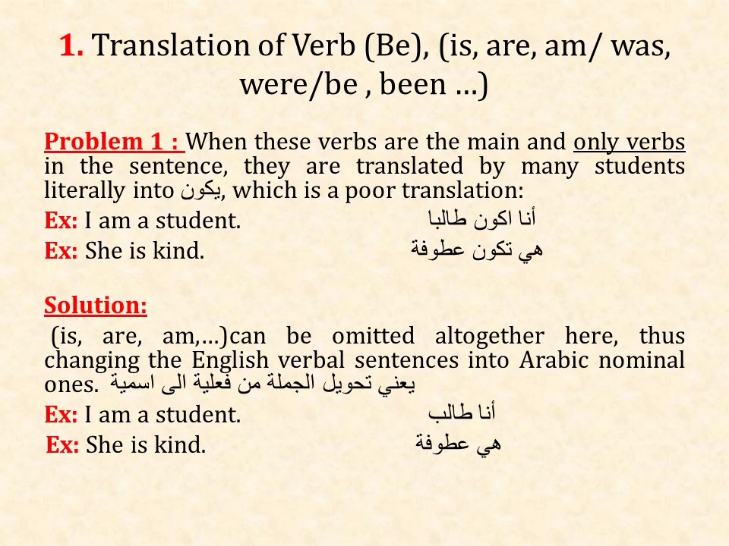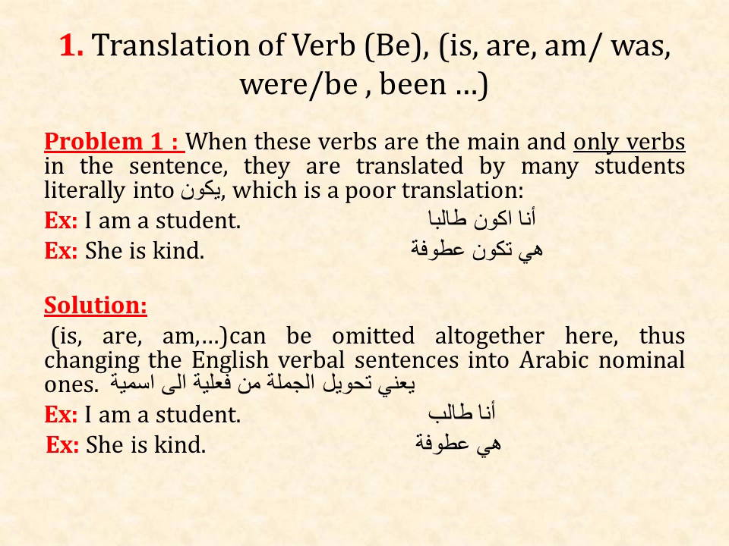We have many problems. Number 1, when these verbs are the main and only verbs in the sentence, they are translated by many students literally into يكون, which is a poor translation. As you see in this example, "I am a student": أنا أكون طالبا. "She is kind": هي تكون عطوفة. So what's the solution for this problem?